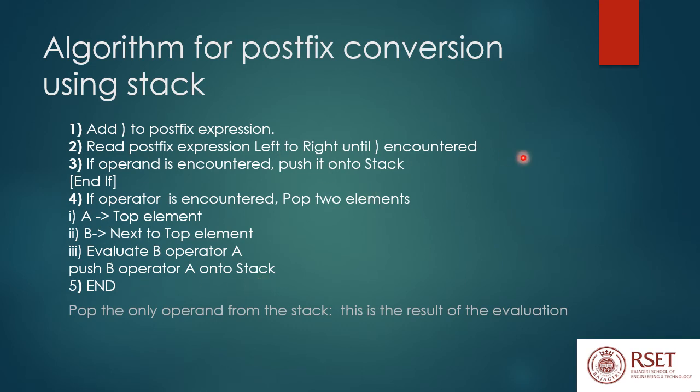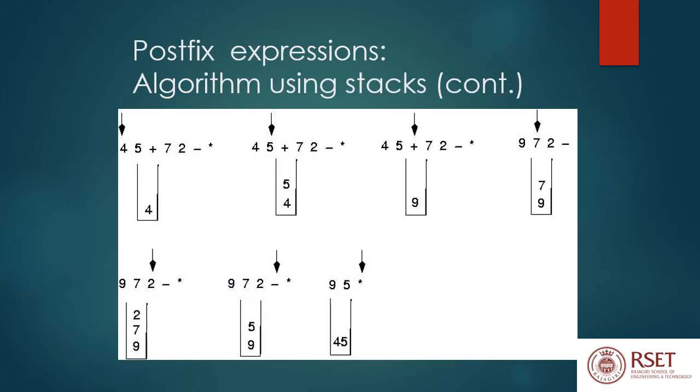Once you have reached the end of the expression, there will be only one value left inside the stack. That will be your final answer. So pop the only operand from the stack. This is the result of the evaluation. If you have more than one, that means there is some error in the expression. So this is an example.